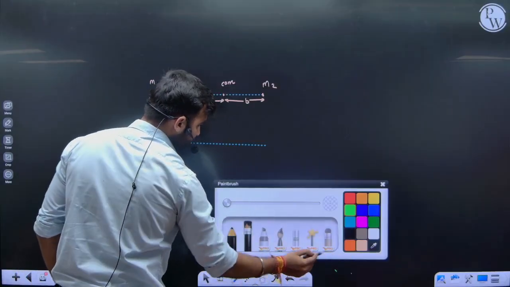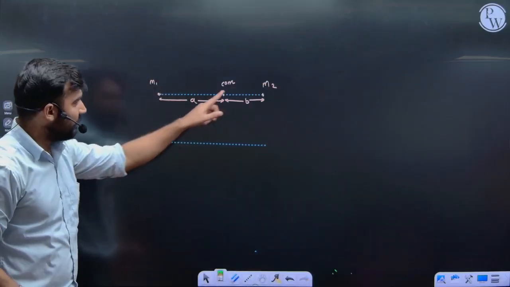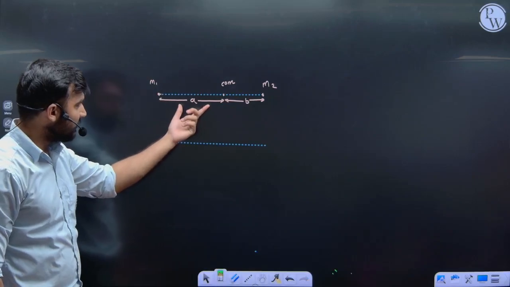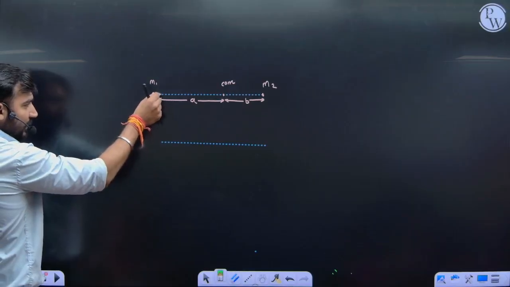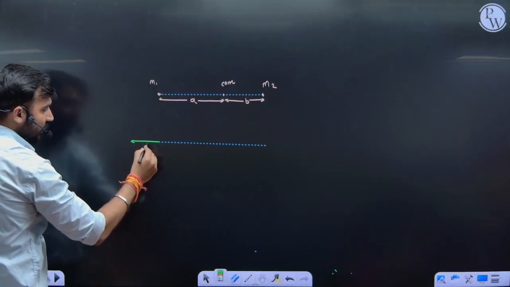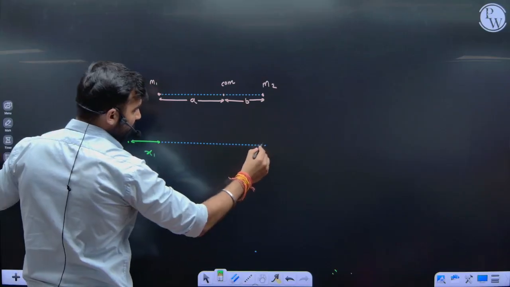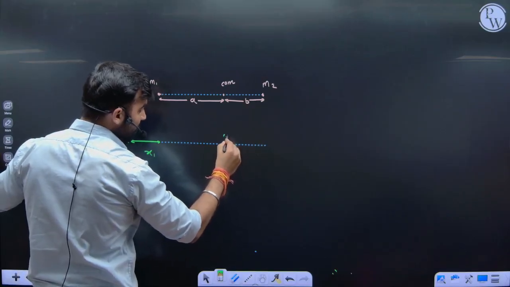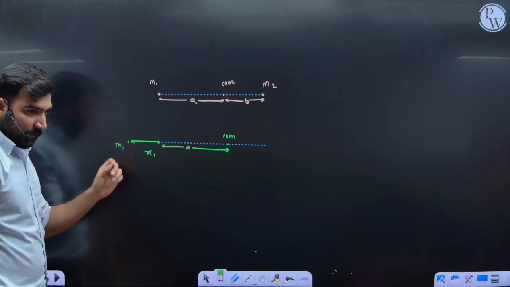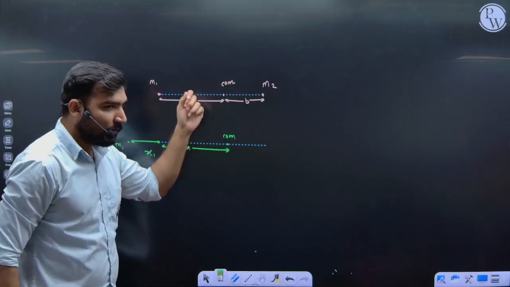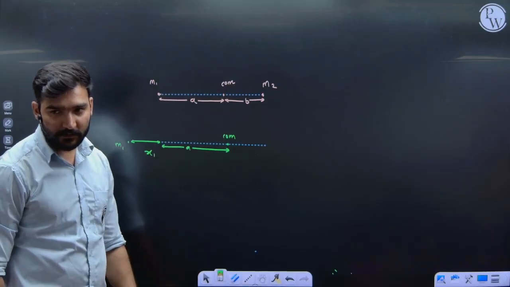Question is, I am saying m1 and m2 masses are there at a separation a and a separation b from the center of mass. The question says I displace this m1 mass by a distance x1. Tell me how much I have to displace the m2 mass so that the center of mass remains at its original position.